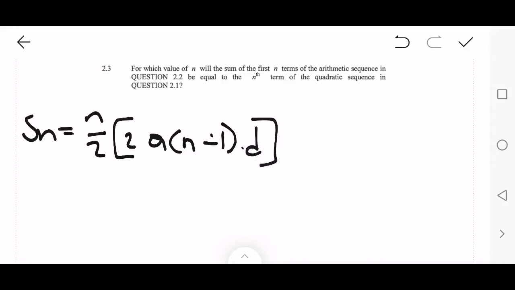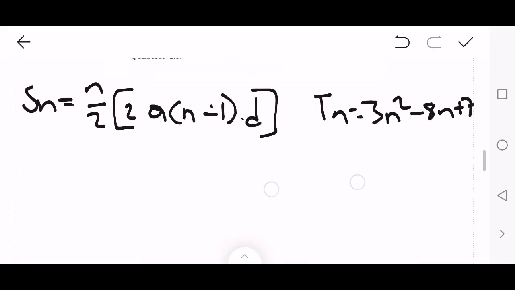So on the quadratic sequence, we're only going to look at the general formula that we got from the questions above. So that is Tn equals 3n squared minus 8n plus 7. Now we're going to substitute the values of the arithmetic sequence that we know into the sum formula of the arithmetic sequence. So we have n, we don't know, over 2.